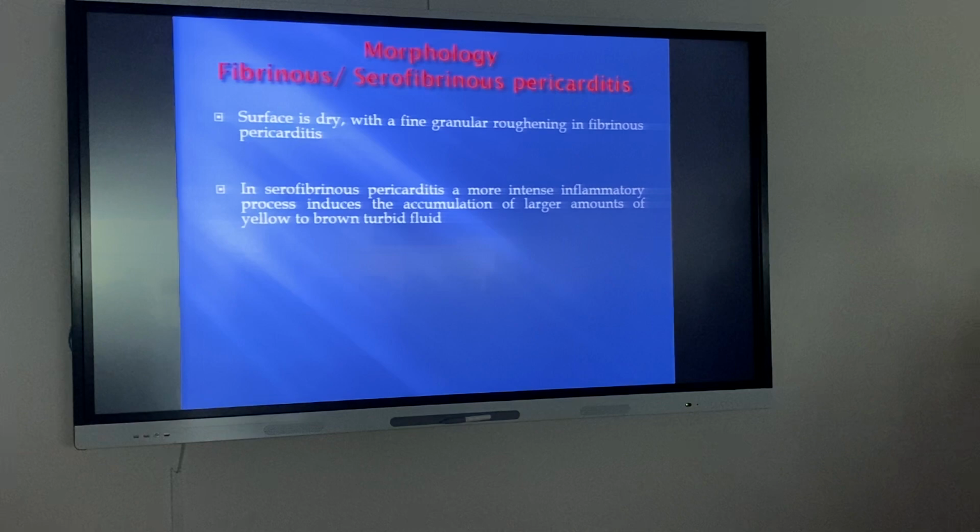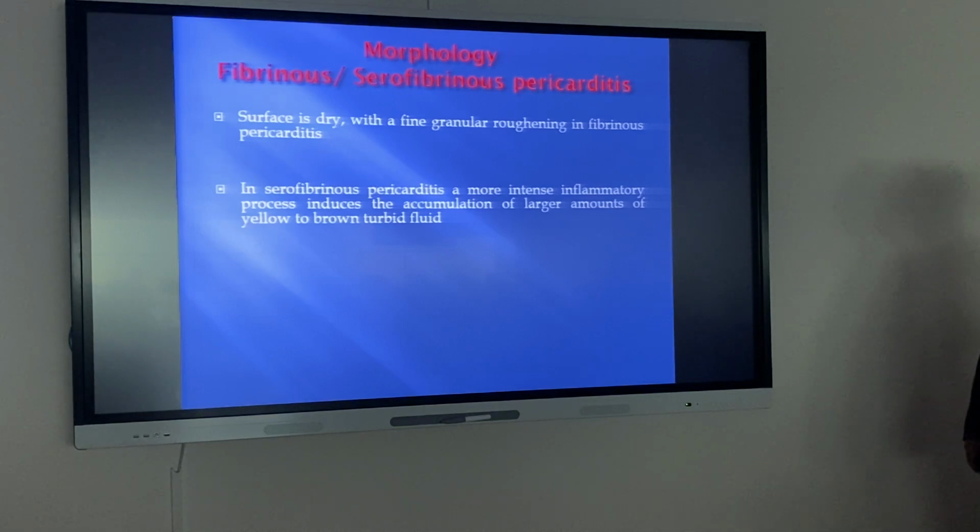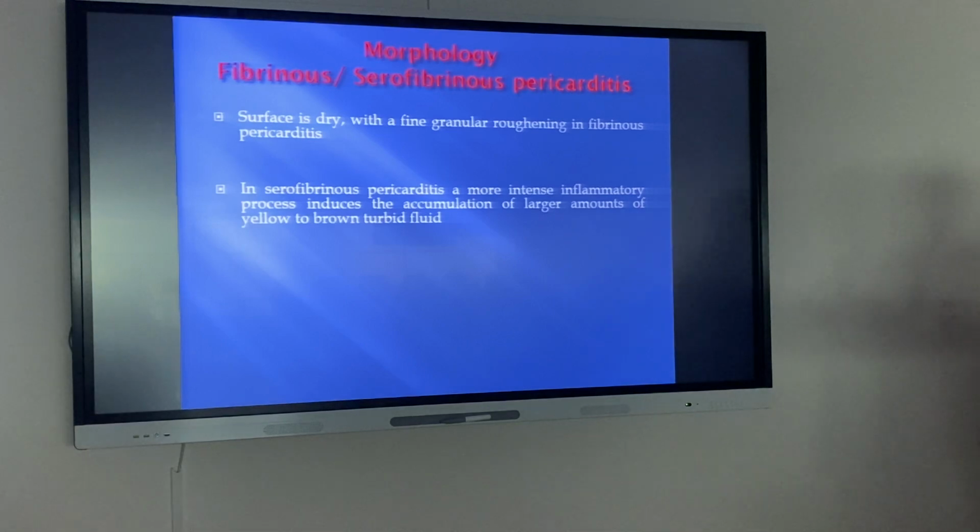The surface is dry. Now, morphology, we are looking at the morphology. So the surface is dry if we are talking about only fibrinous, not serofibrinous. Dry, with a fine granular roughening of the fibrinous pericarditis. So the surface will be rough. If you peel apart the parietal and visceral pericardium, you will see a rough area.